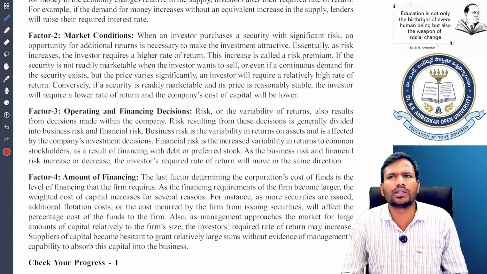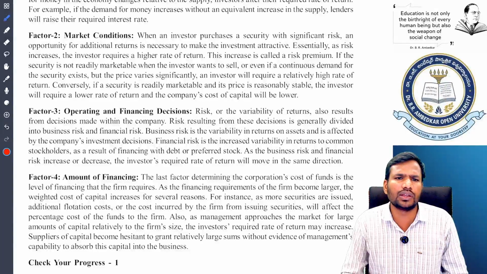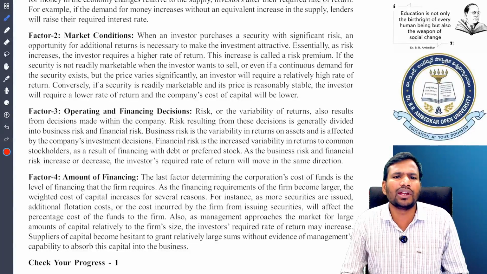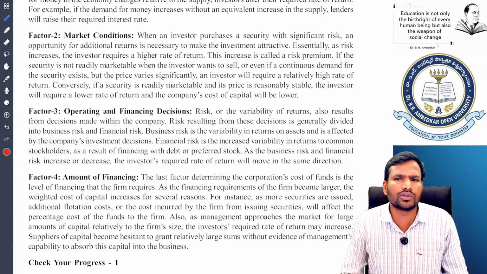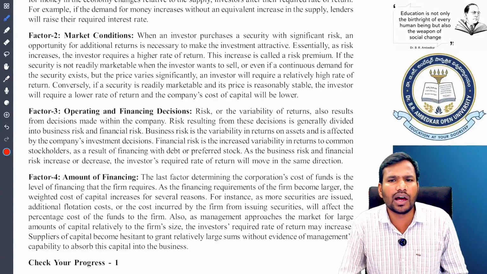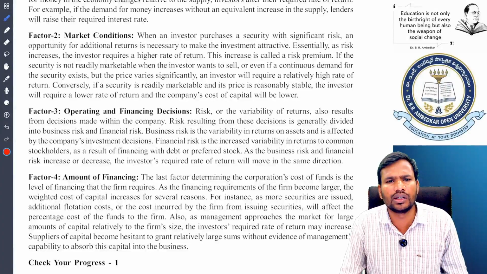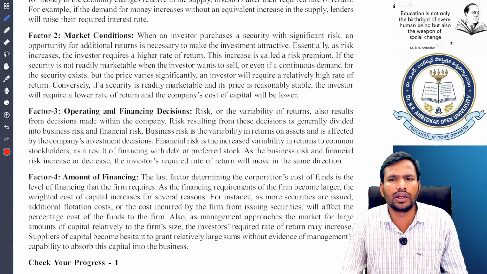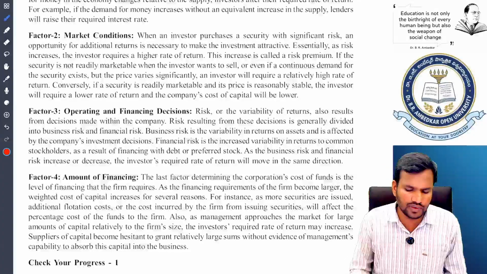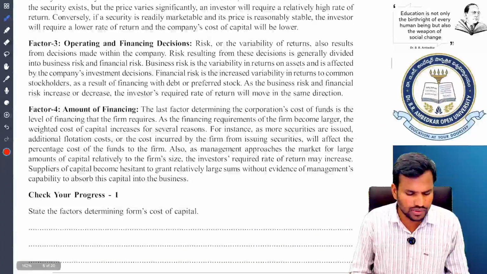But due to many situations, such as wars outside the country, the stock market may be affected, and no one will show interest in purchasing shares. If war happens between nations, first of all it will affect the stock market. In the stock market, share prices will decrease. This type of situation will affect the cost of the capital.